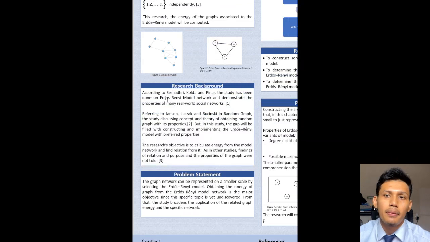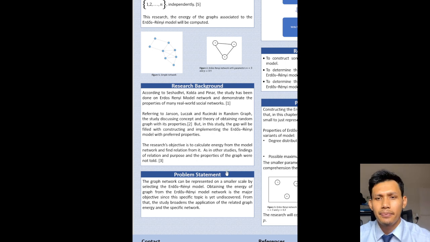Research background. According to Seshadri, Korda, and Pina, a study has been done on the Erdös-Rényi model network and demonstrates the properties of many real-world social networks. The main objective of this research is to calculate the energy from the model network and find a relation from it.